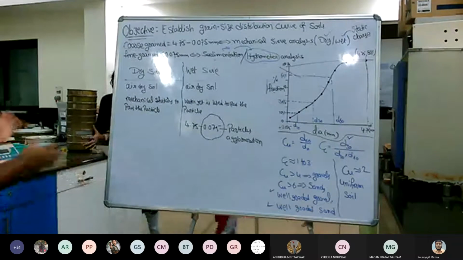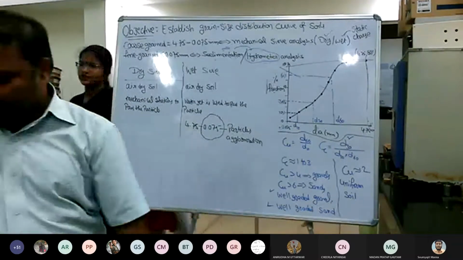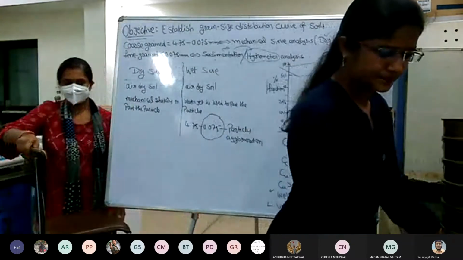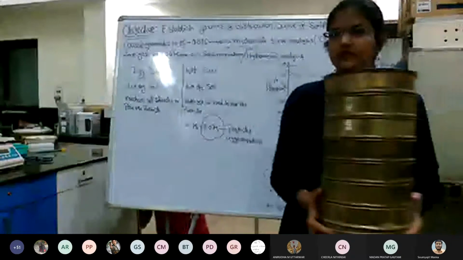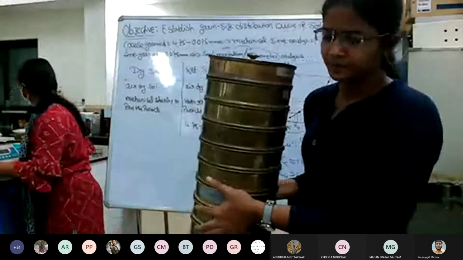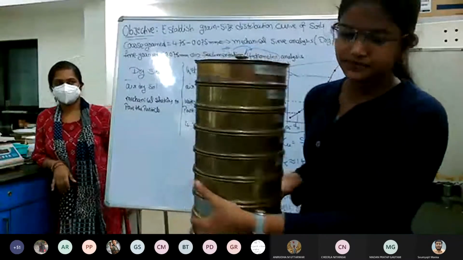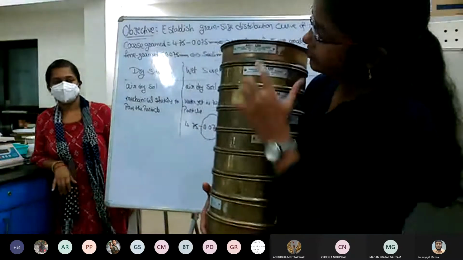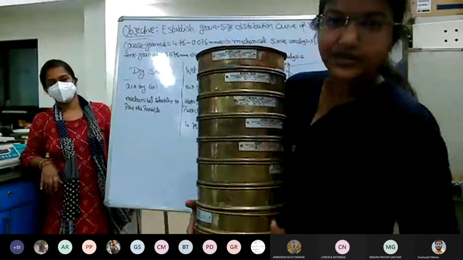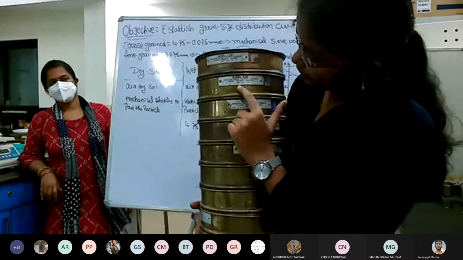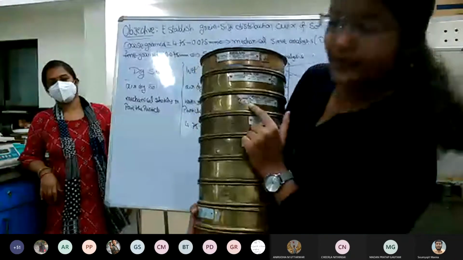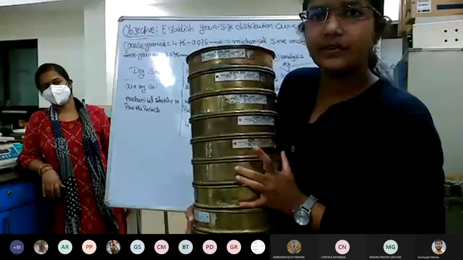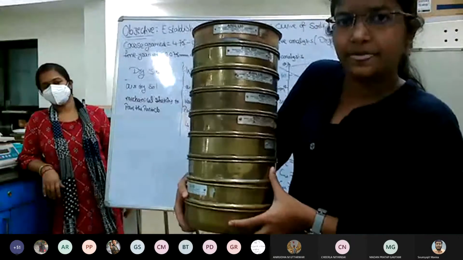Just show the stack. Okay, let's start our experiment. This is our sieve stack. The topmost sieve is of bigger size and it will gradually decrease from 4.75, 2.36, 1.18, 600 microns, 300 microns, 150 microns, 75 microns, like that. The last one is our pan.